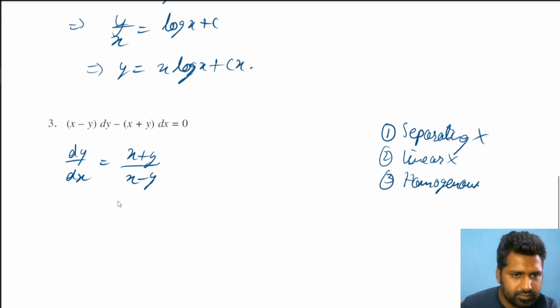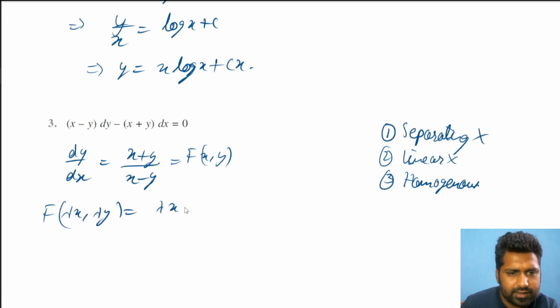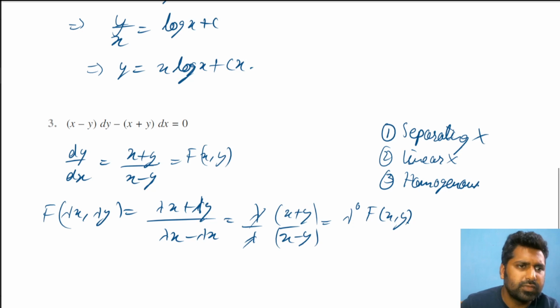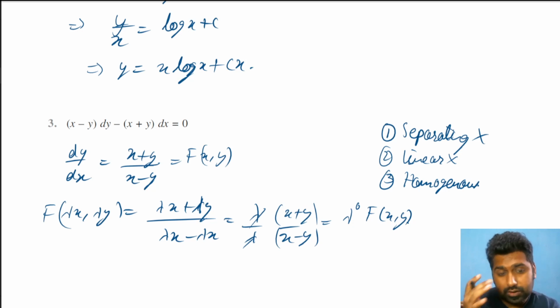One method is call this as f of x comma y, then f of lambda x lambda y. Solve it. So lambda x plus lambda y upon lambda x minus lambda y. Take lambda common from numerator and denominator, x plus y, x minus y. They should always cancel, and you should get lambda raised to power 0 f of x comma y. So yes, you can use that also, or it's what I call a method of degree.